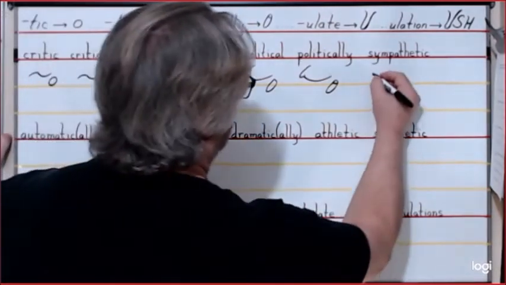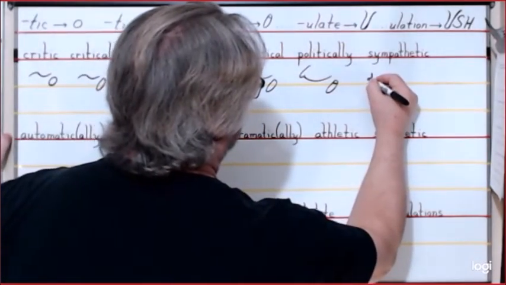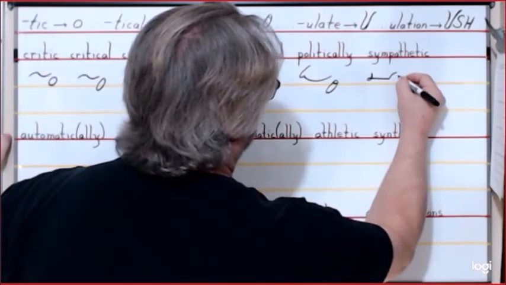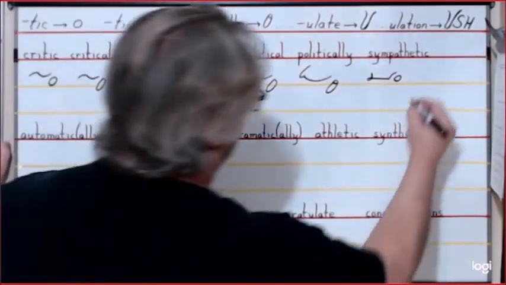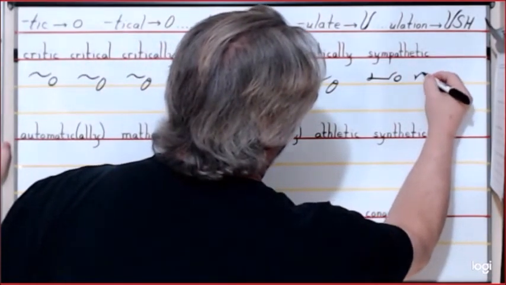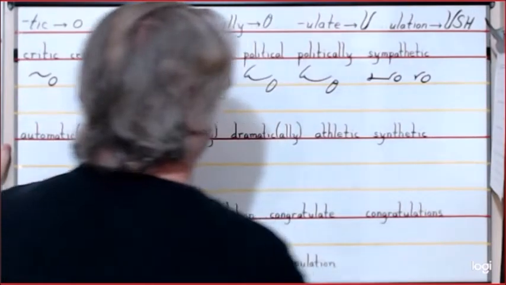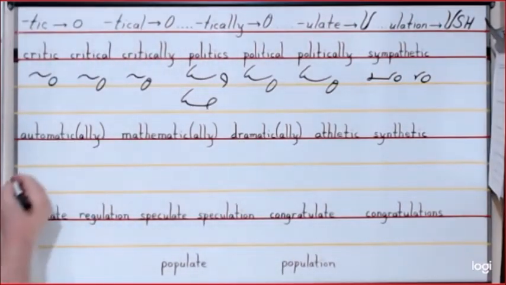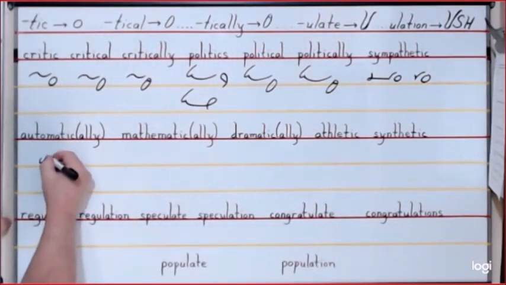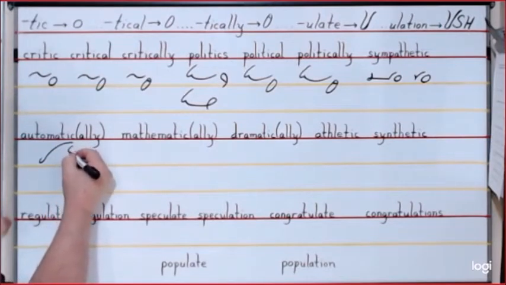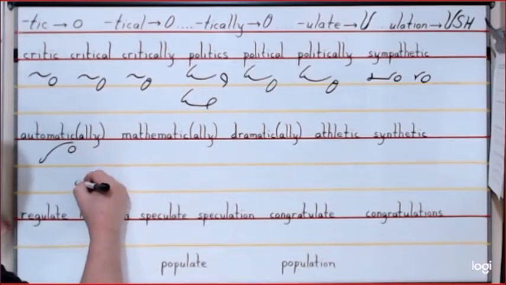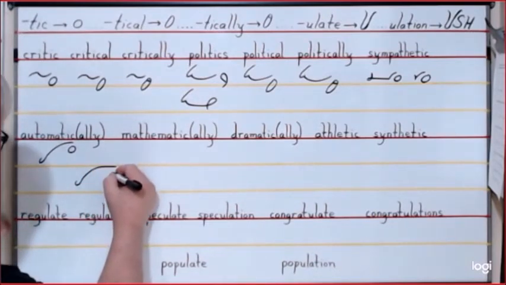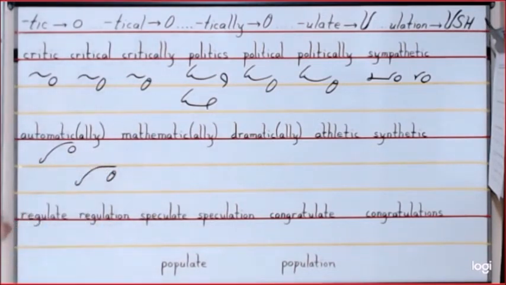Sympathetic is an SEMTH, and then a disjoined A. Now you can also shorten this as well and just write the STH and then the disjoined A. Automatic will be the OTEM stroke and then the disjoined A. Automatically will be an ODEM stroke and then the disjoined loop with the E representing the LY inside of it.